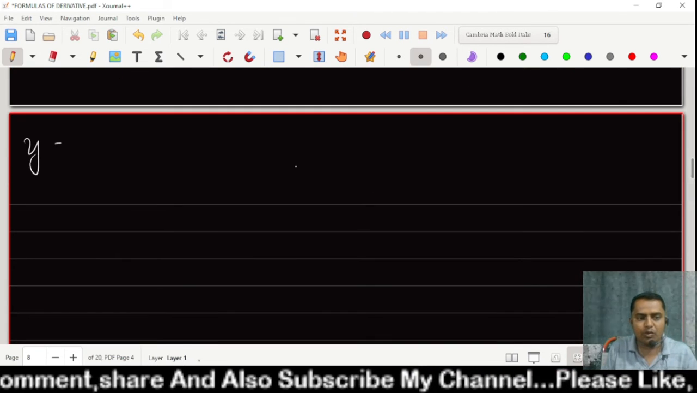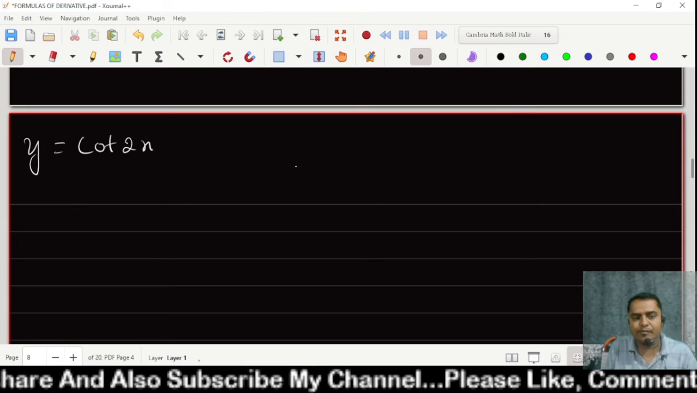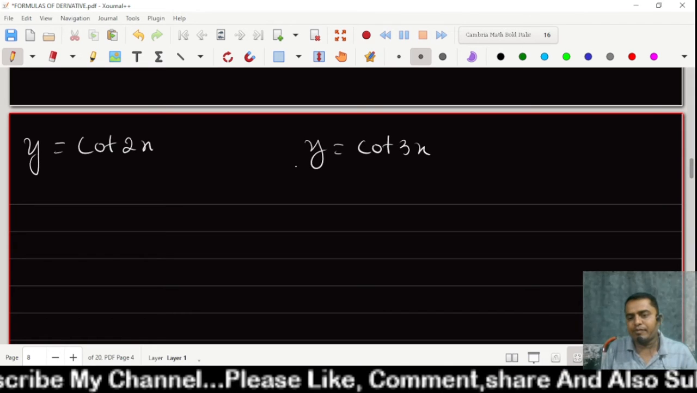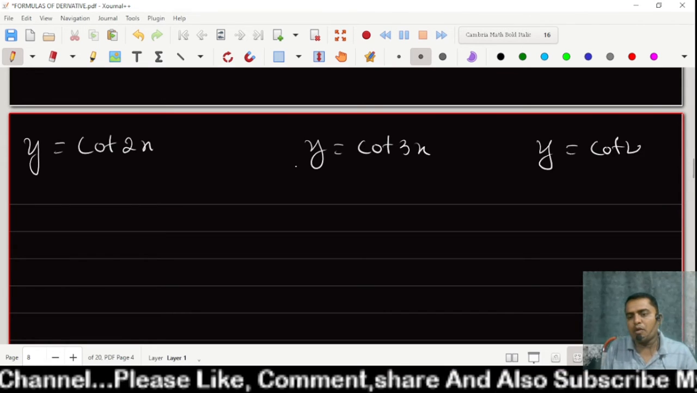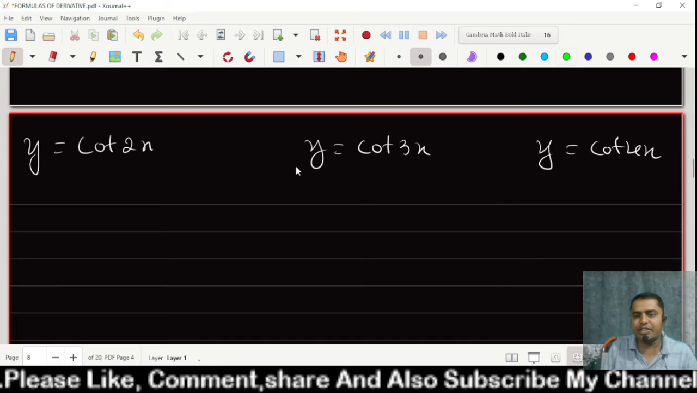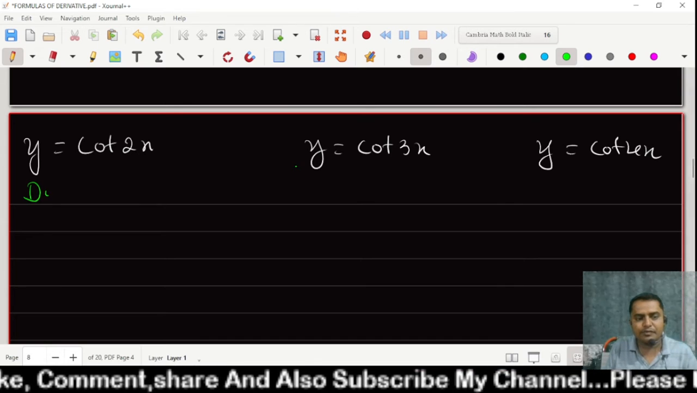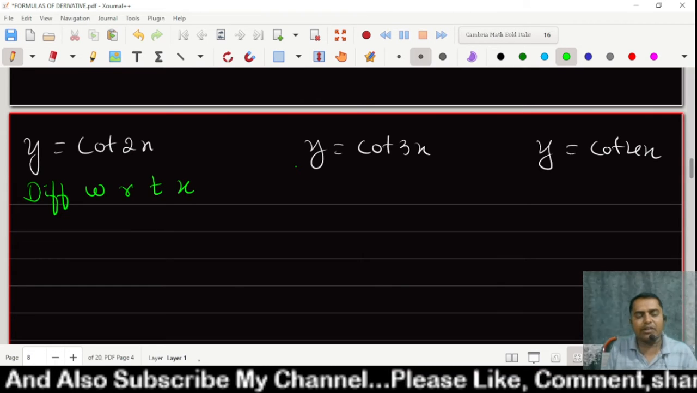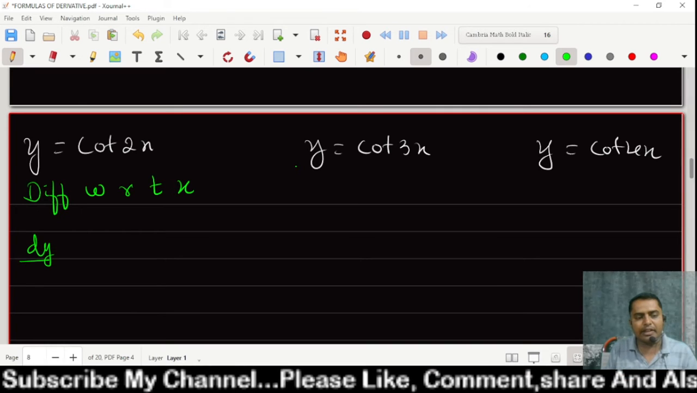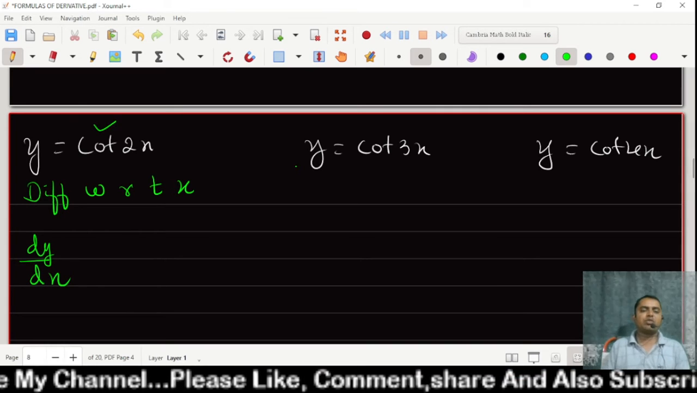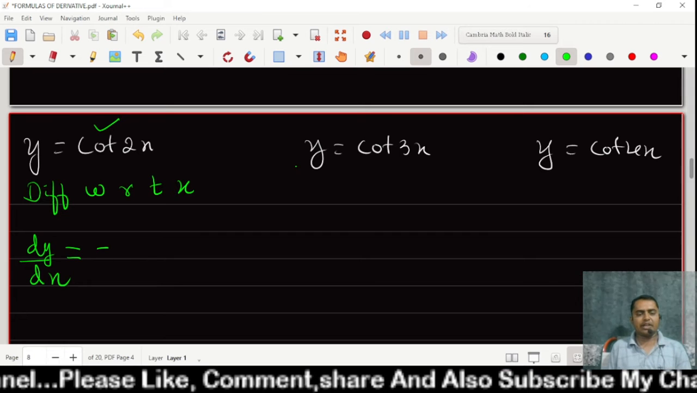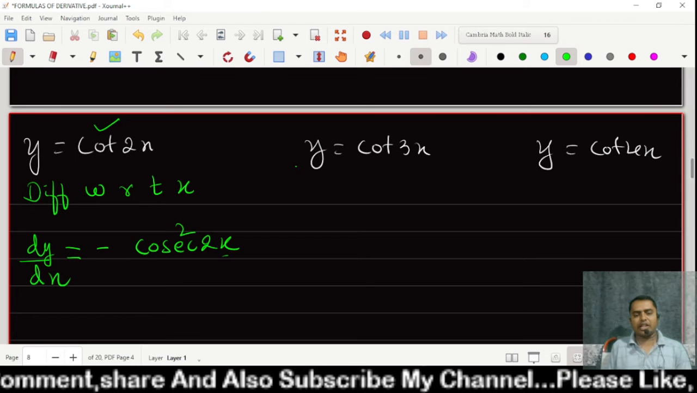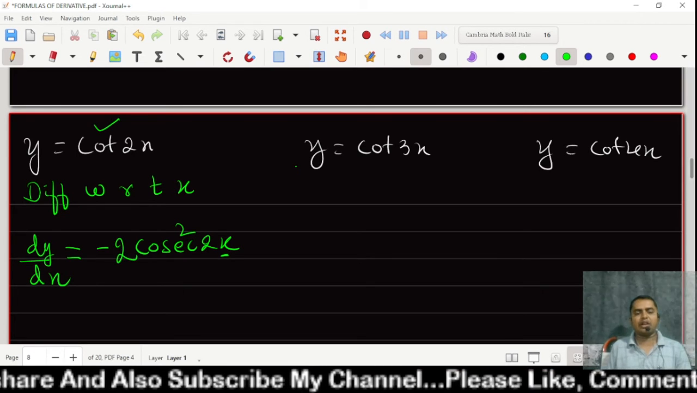y is equal to cot 2x, y is equal to cot 3x, y is equal to cot 4x. Differentiate with respect to x. Derivative of y is dy by dx. As we know, derivative of cot is minus cosec square, so minus cosec square 2x, and derivative of x is 1. 1 into 2, 2 we are writing backside.